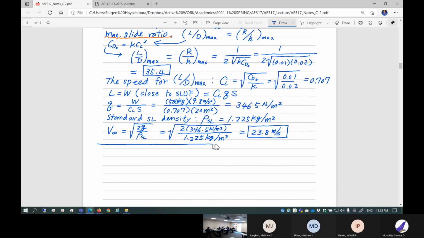I'm going to draw a line here. The other question for this problem is, what is the minimum sink rate and the corresponding velocity for minimum sink rate? Let's find out. Minimum sink rate, do you remember this? What is the condition for that? What is the requirement for minimum sink rate? The maximum endurance.